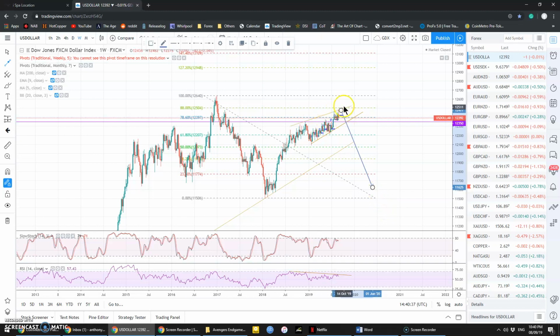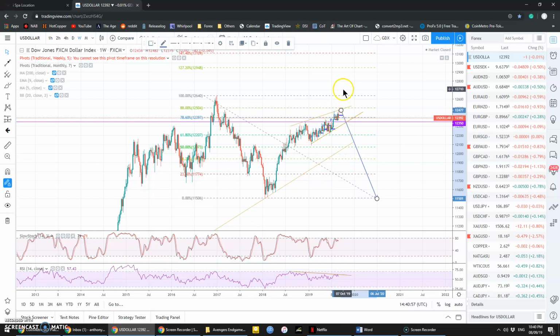If the trend resumes, which I think it will, we will see a retest similar to the Aussie New Zealand. We will see a retest of this low. And if we do see that, it will be very bullish for gold. So I'm watching this to see how I want to trade gold.